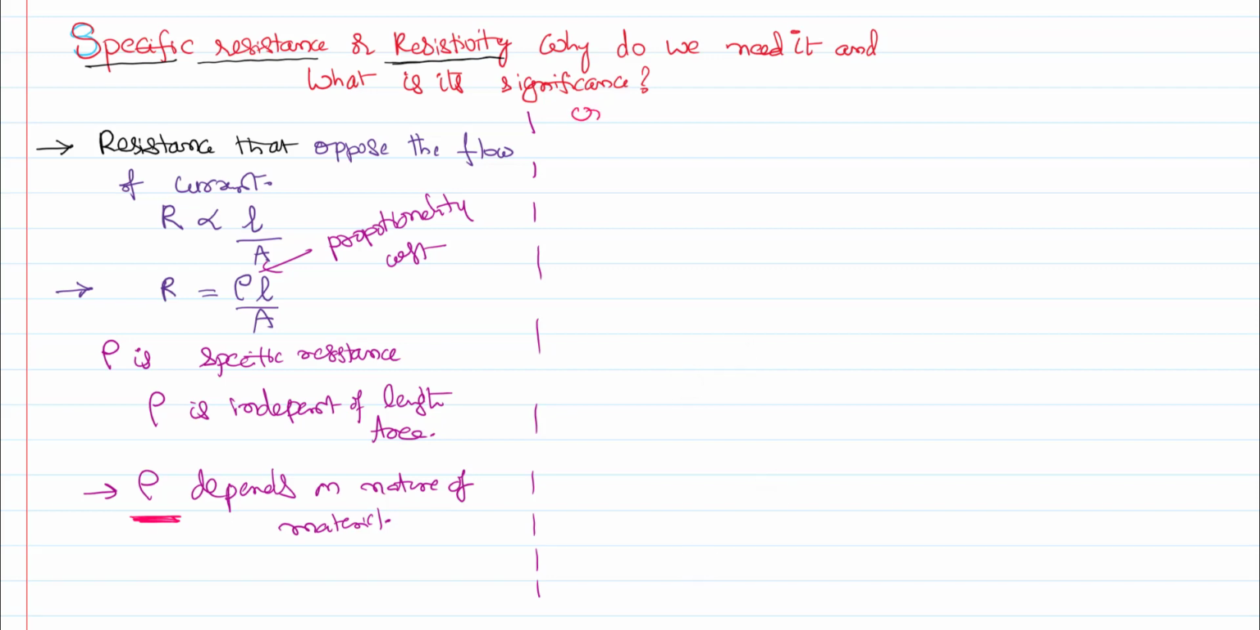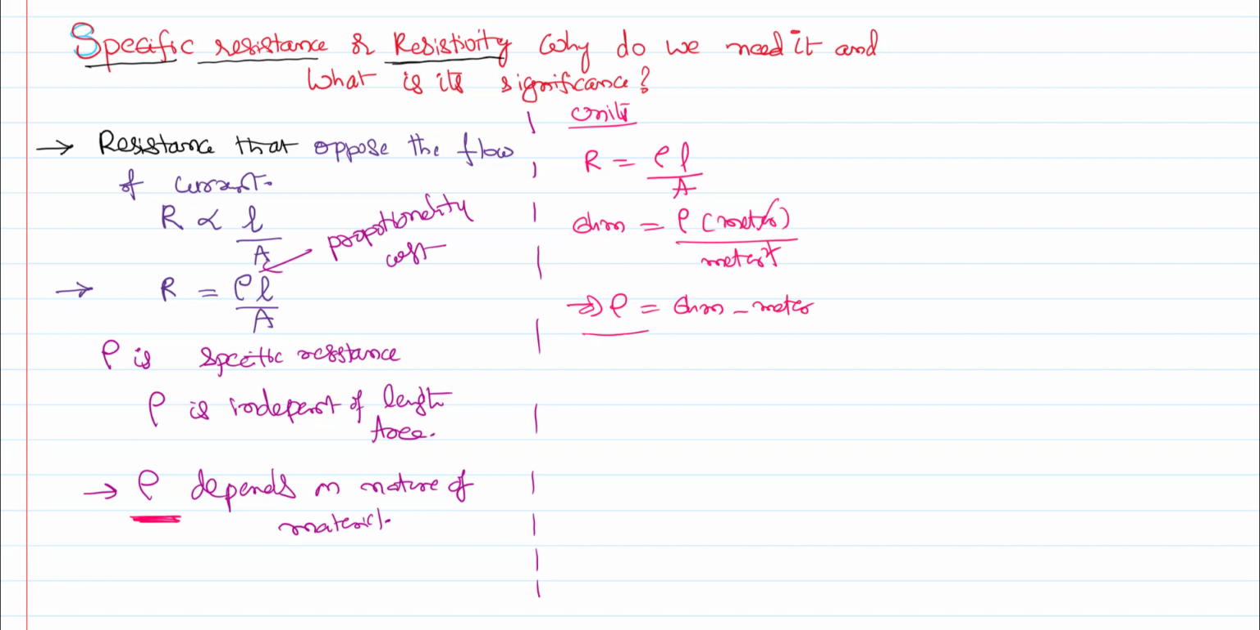So what are the units and dimensions of that resistivity? Let's try it. R equals rho L by A. You know, resistance is measured with a unit ohm. For rho we have to find out. Length is meter, area is meter square. One meter gets cancelled. That implies rho has the SI unit of ohm meter. That's the SI unit of rho.